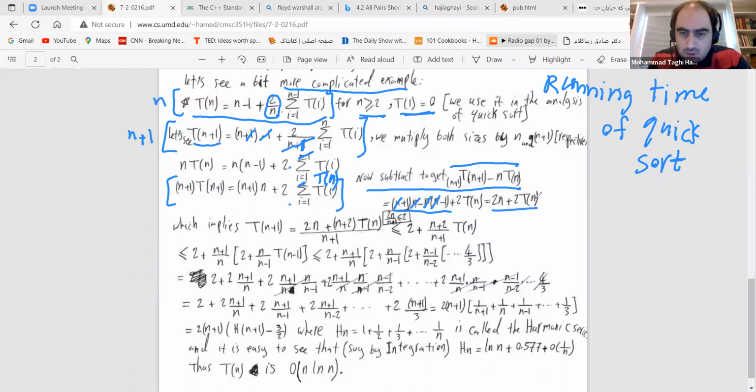Now, from this formula, let's compute t of n. So we can write t of n plus 1. T of n plus 1 would be n plus 1, 2n that we have, and here we have 2 times t of n plus this other n that we get from the left-hand side, and we bring it to the right-hand side.